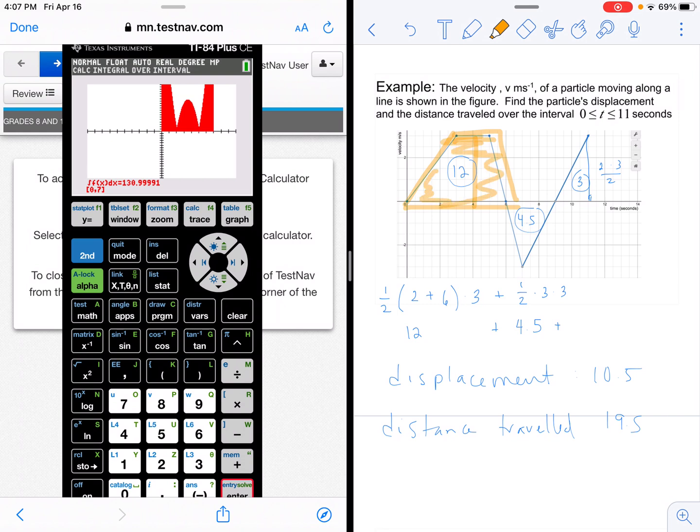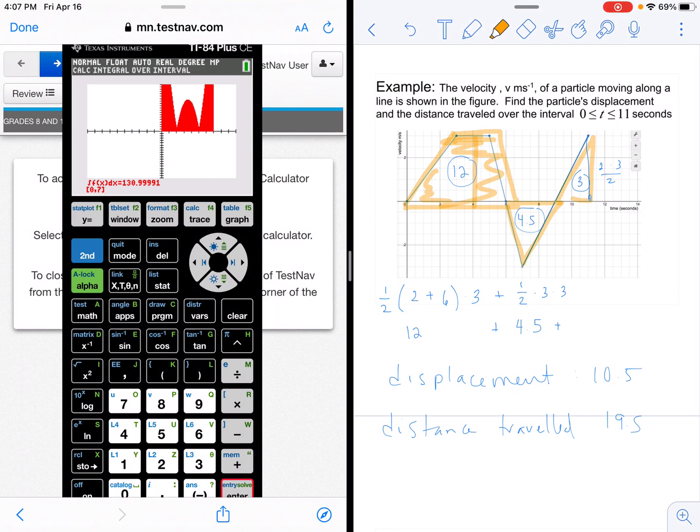I found the area of the second one by making a triangle. Base times height divided by 2, or 1/2 times base times height. I got an area of 4.5. And then finally, this last one is also a triangle. Did the same thing. Base times height divided by 2, and I got 3.